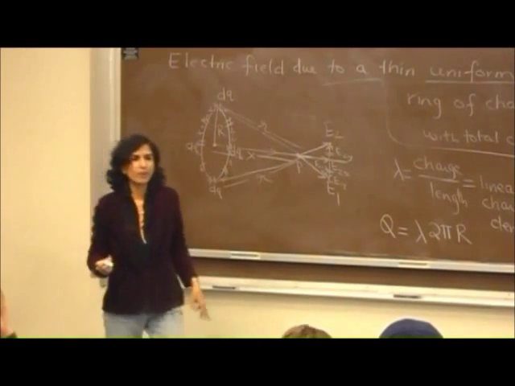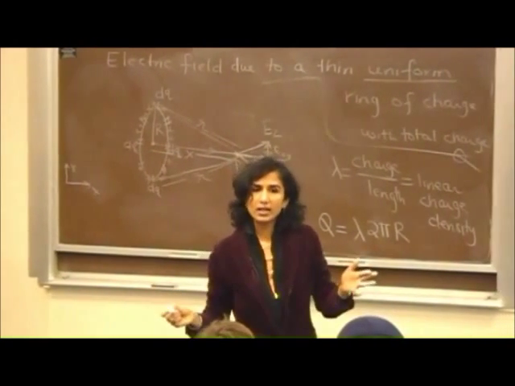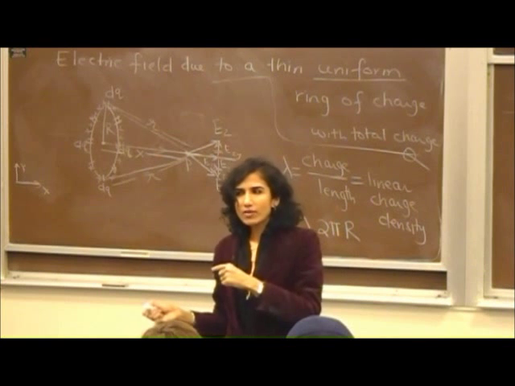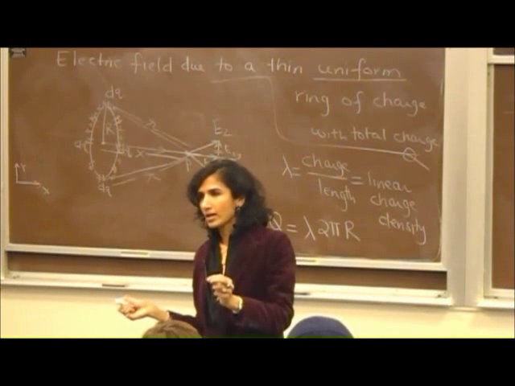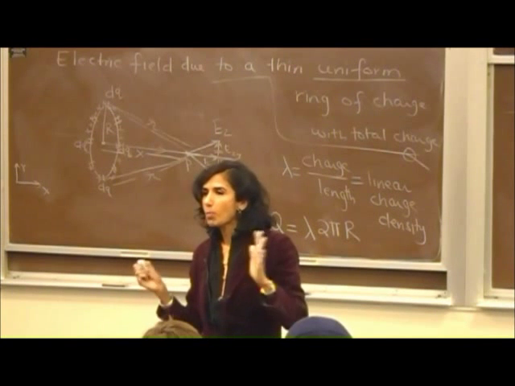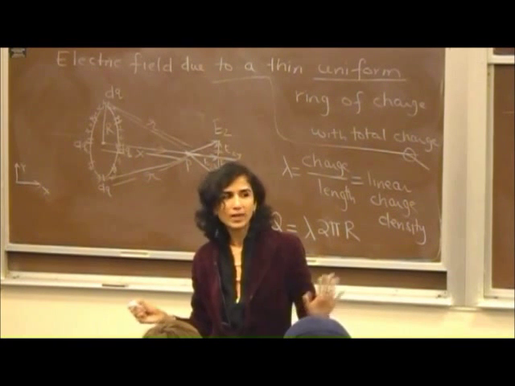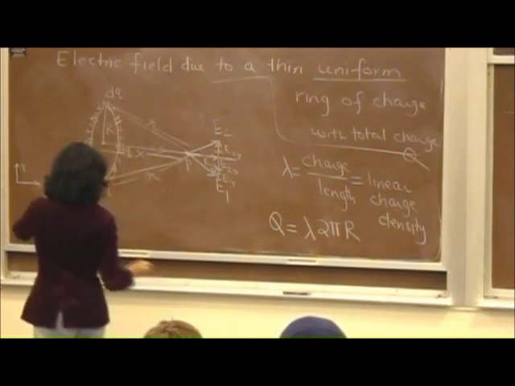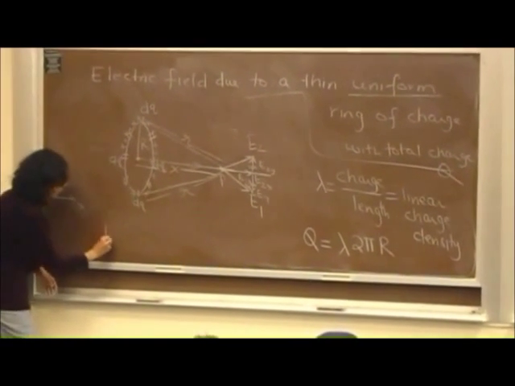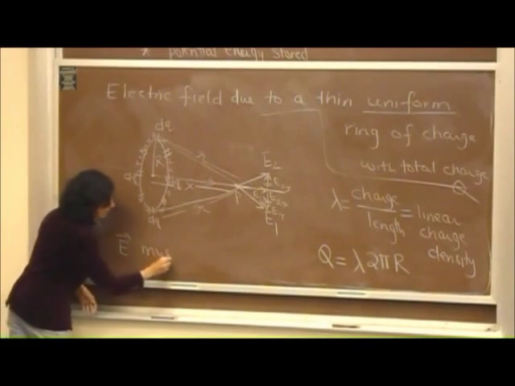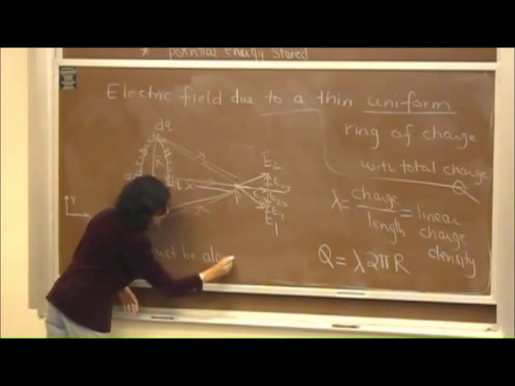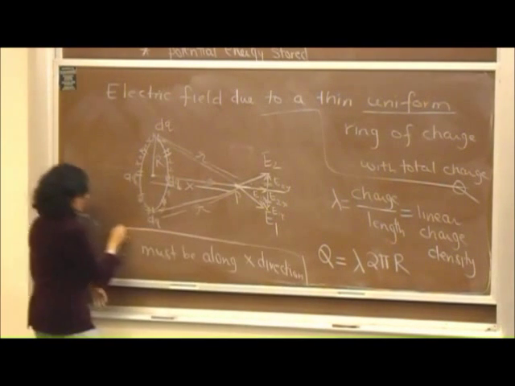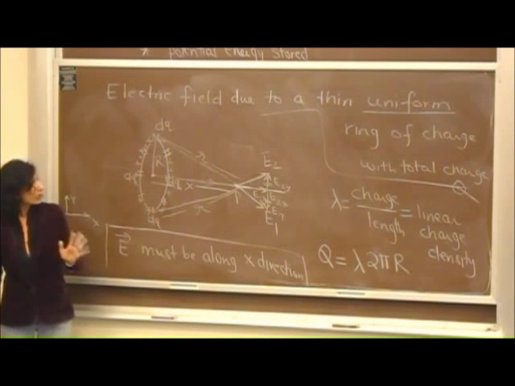So every point will have a pair in such a way that the component in the direction perpendicular to the x direction that we have chosen cancels out. Is everybody convinced that from the symmetry of this problem, the net electric field due to the whole ring must point only in the x direction? Okay, great. So we have already found the direction, half done. We know that the net electric field must be along the x direction. At this point, we just have to find the magnitude.